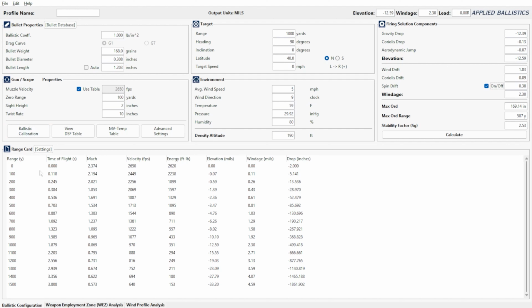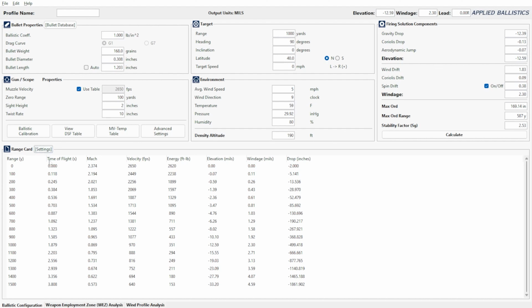Then in this table here, we've got our output settings. Now you can go into settings and select your start range, your stop range, and the increments that it measures in. So you could set your increments at 10 yards, 100 yards, whatever you want. We've currently got them set at 100.